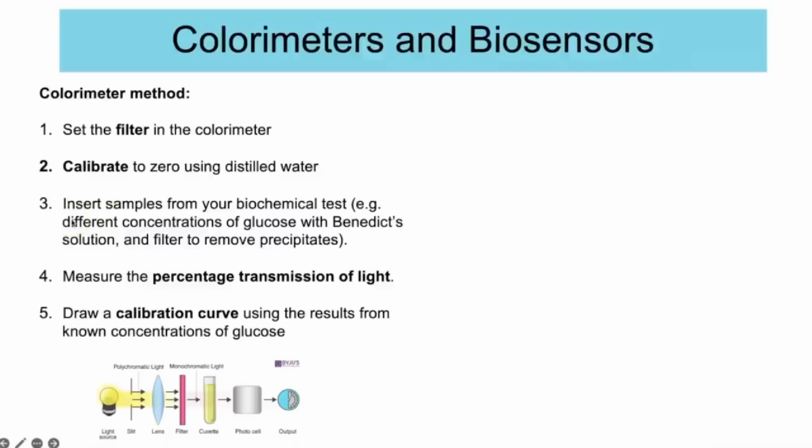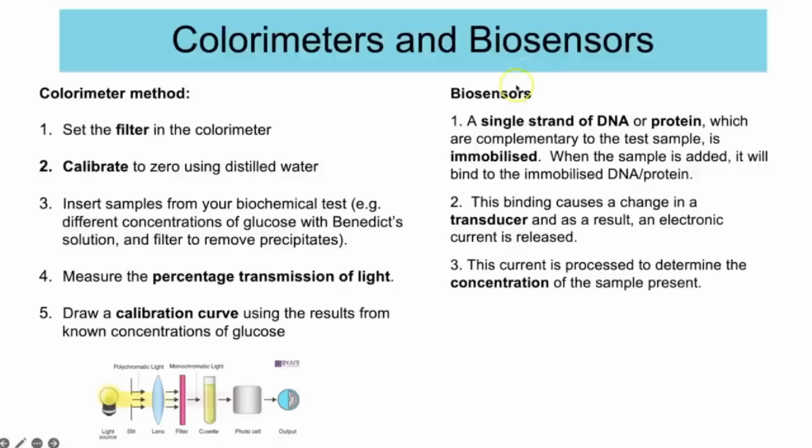Then you'd insert your samples from your biochemical test. So for example, different concentrations of glucose with Benedict's solution and filter to then remove the precipitate, and what is left is what you would put in. You'd measure the percentage transmission of light and then finally draw a calibration curve using the results from known concentrations of glucose.